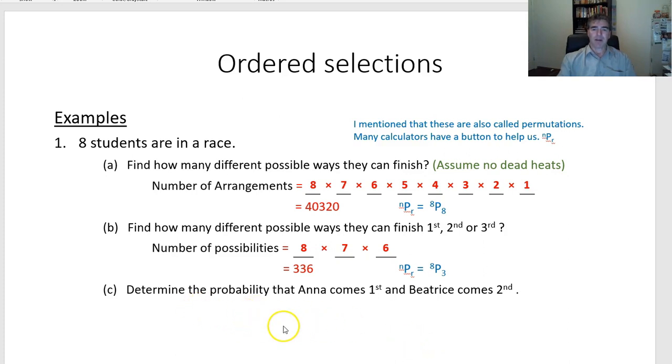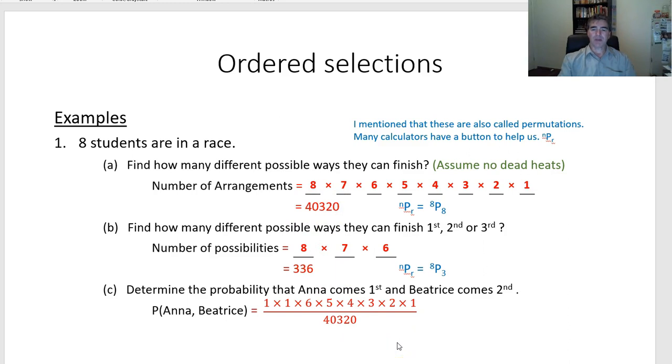So remember, probability, that's what we like to work with, the chance of something happening. So the probability that Anna first, Beatrice second. Well, we've got 8 positions, remember. So Anna first, there's only one possibility for Anna first, one possibility for Beatrice second, and then we've got 6 students left that could come third, 5 for fourth, etc. And remember that there are 40,320 different possibilities that we worked out before.